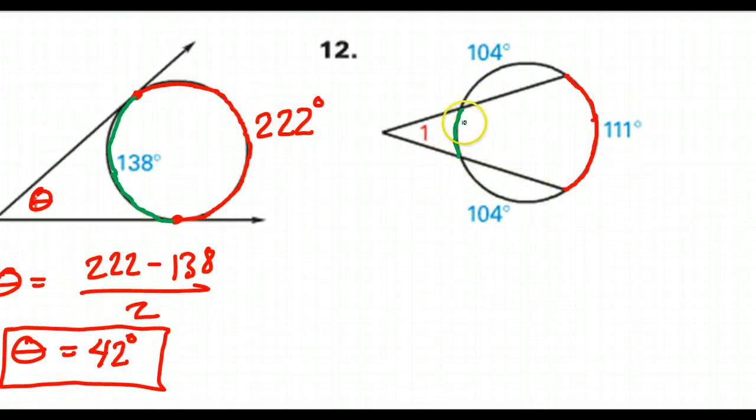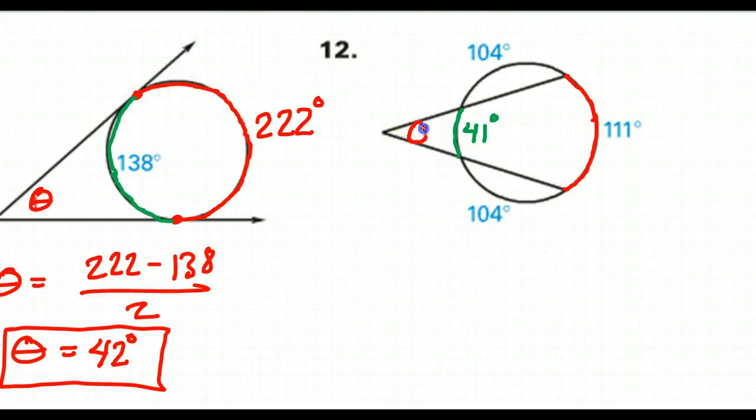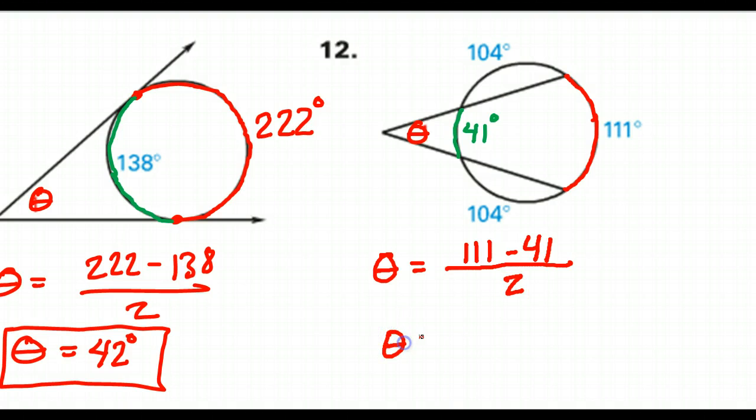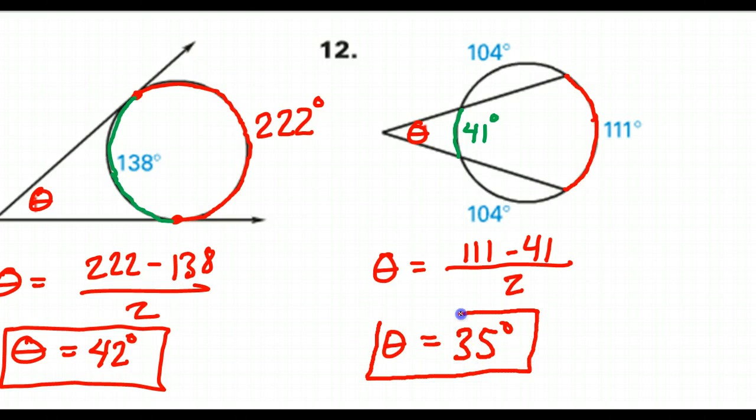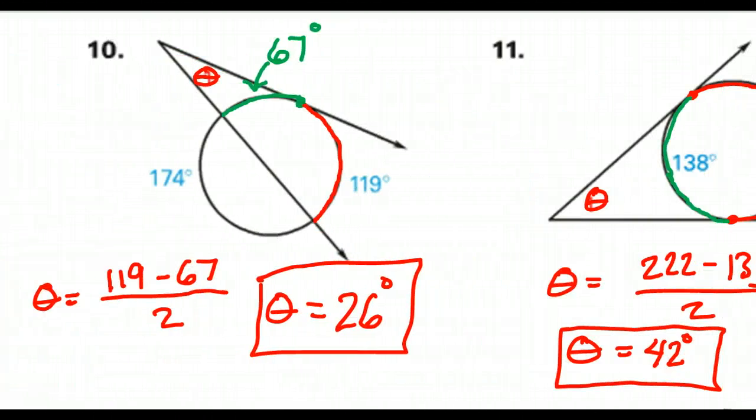That's 41 degrees, so I got 41 degrees. Now I can go ahead and do my thing. Alright, so the angle is going to equal the bigger arc minus the smaller arc divided by 2. That's a 2, not a z. I always do that. And that is 35 degrees. So that's number 12. Okay, let's find number 13.